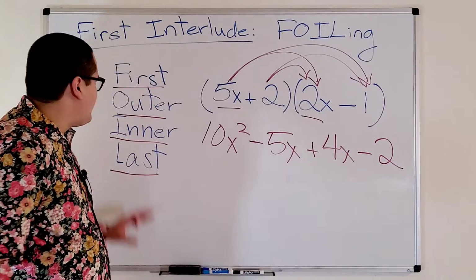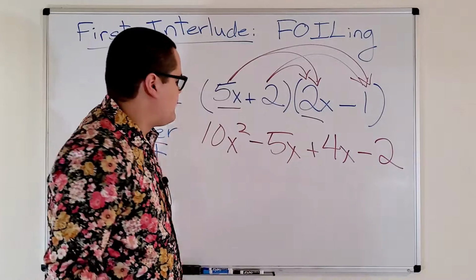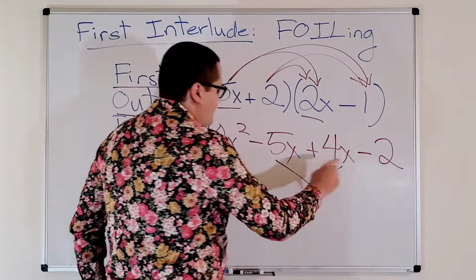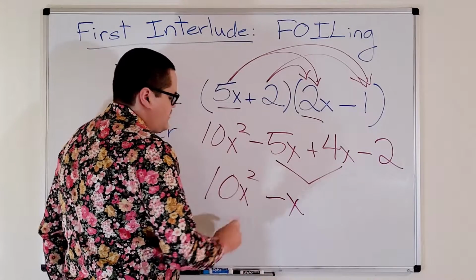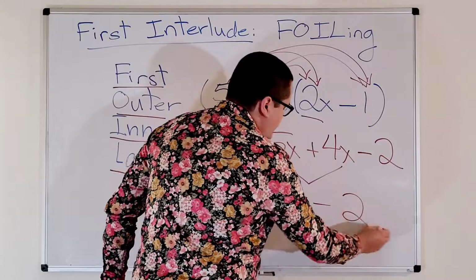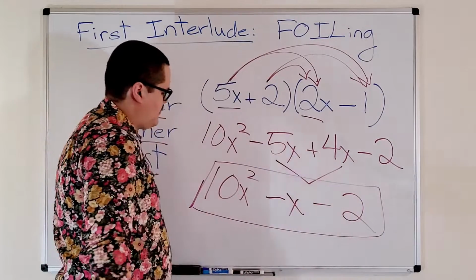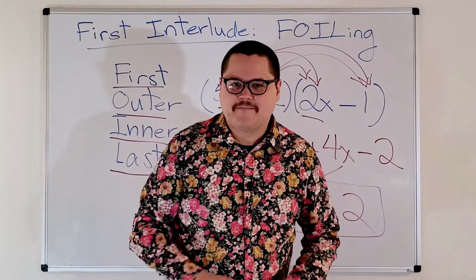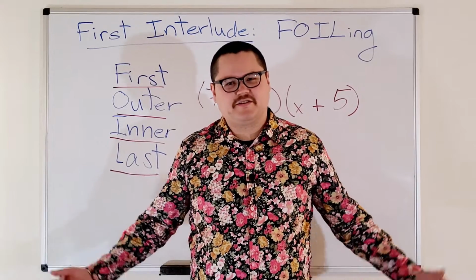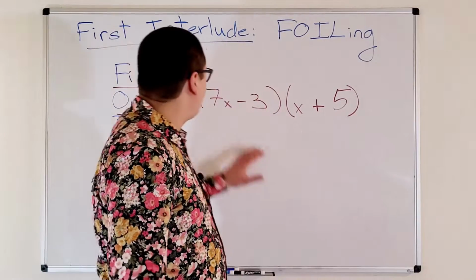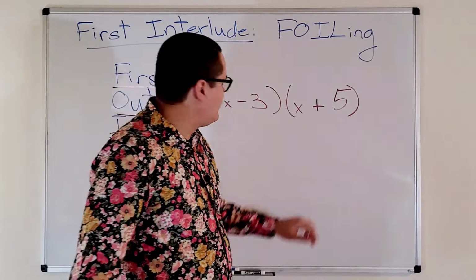As usual, the O and the I, the outer and the inner terms are like terms, so we can simplify them. Negative 5x plus 4x is negative x. So our final answer is 10x squared minus x minus 2. Any questions? All right then, let's do one last foiling example just to make sure we got the hang of things. We'll do (7x − 3)(x + 5).